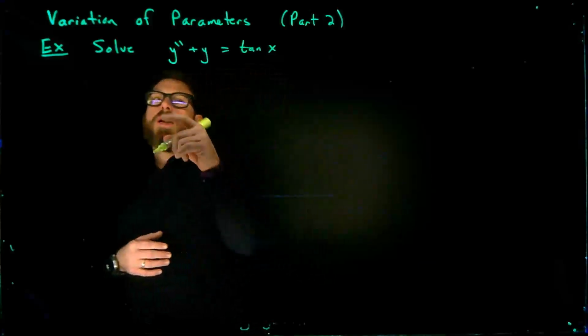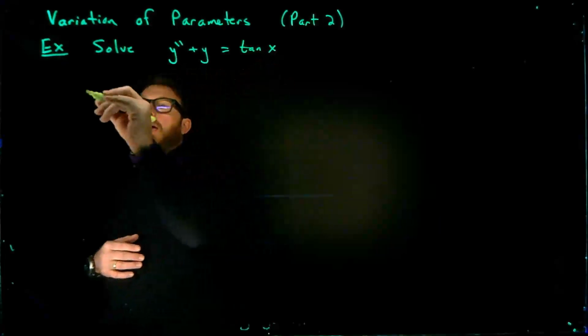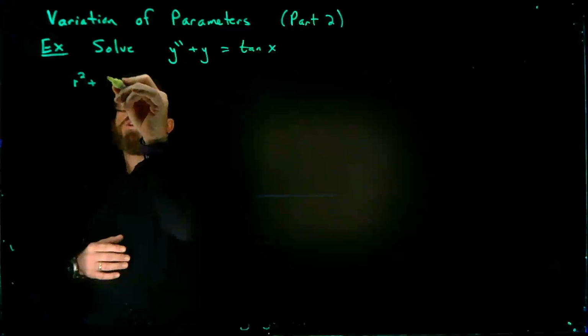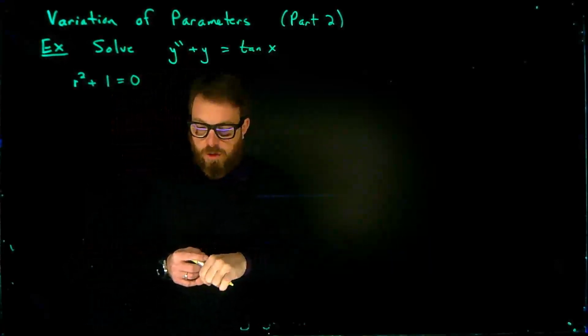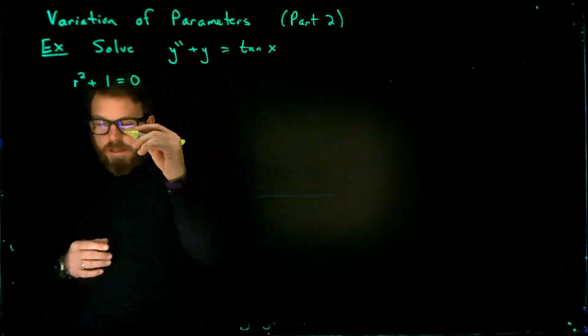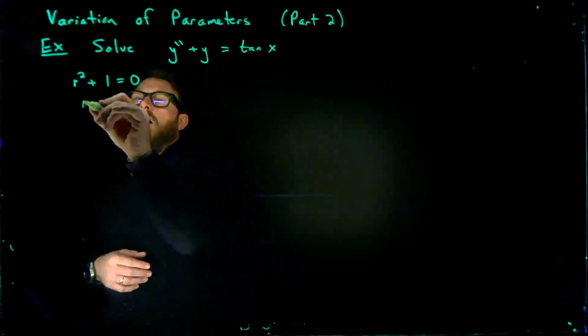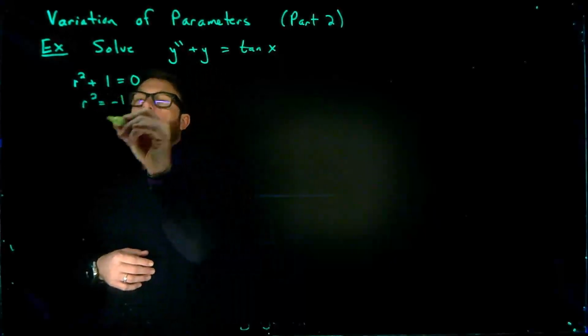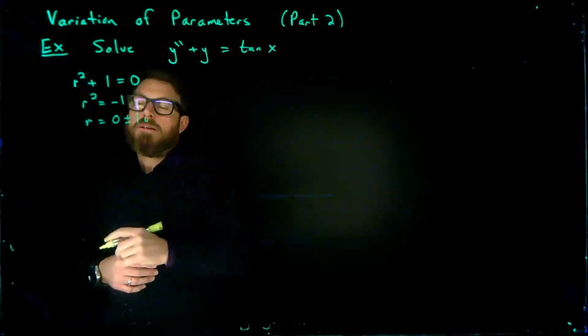So we know that looking at the complementary solution, which is where this is equal to 0, we're going to have r squared plus 1 is equal to 0, using the characteristic equation, and this is going to give us r squared is equal to -1, so r is going to be equal to 0 plus or minus 1i.